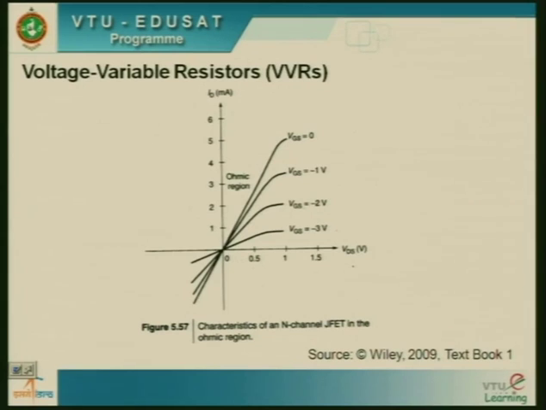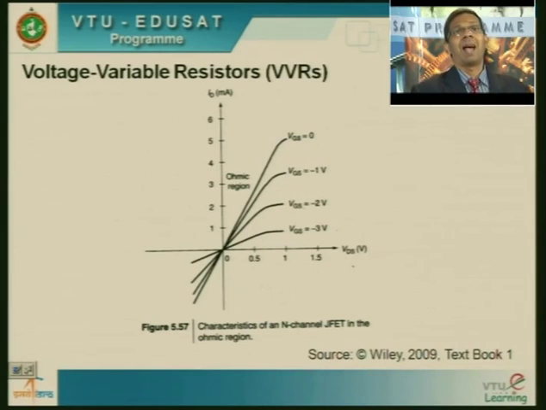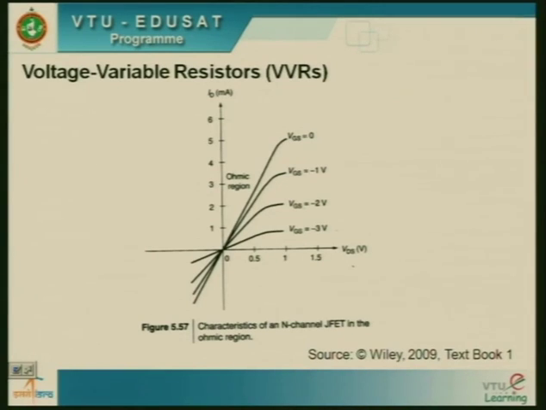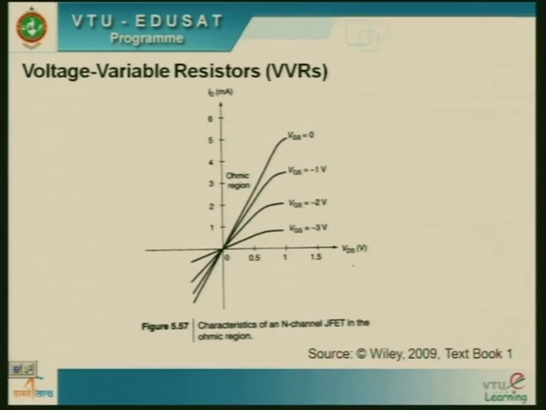Now, would it not be good if I can have a variable resistor? That's a beautiful thing to have. I do not have to be stuck with a fixed value of resistor. I can change the value of the resistor by simply changing the value of a control voltage, which in this case happens to be VGS. So now let's go back to this graph here.